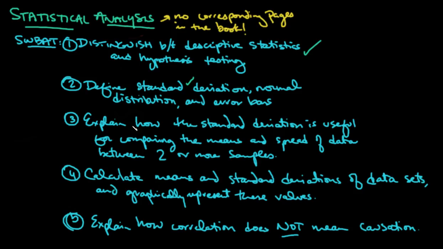Okay, so what we've done here is explain how the standard deviation is useful. I hope that you understand that. By comparing the means and spread of data between two or more samples. We've also looked at what a normal distribution is and looked at what error bars are and what they try to communicate. So I'm going to go to objective 4 in just a second, but let's go to number 5 first. Okay, so we're going to talk about correlation and causation.